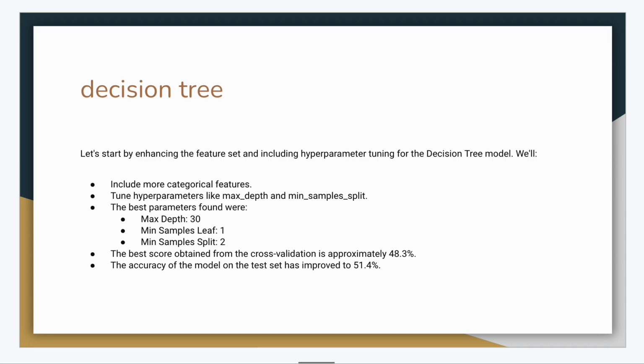The next classifier I worked with is the decision tree. First, I included more categorical features and also tuned hyperparameters like max depth and minimum sample split. After we ran the model, the best parameters found were max depth of 30, minimum samples leaf of 1, and minimum sample split of 2. The best score obtained from cross validation is approximately 48%, and the accuracy on the test set improved to 51%, but before that it was roughly 40%.